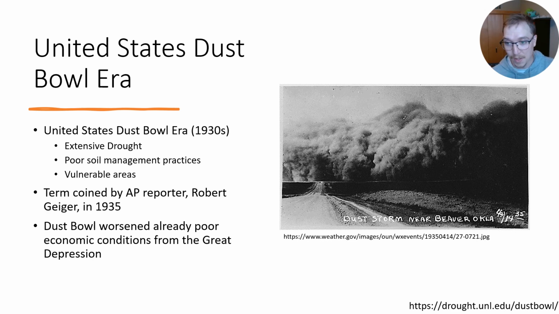And you can see this photo here from, I think, 1935 or so. Let me see. Yes, okay, April 14th, 1935. It's kind of tough to read that sometimes. But this photo shows this massive wall of dust moving likely towards the photographer near the town of Beaver, Oklahoma. So pretty interesting phenomena.